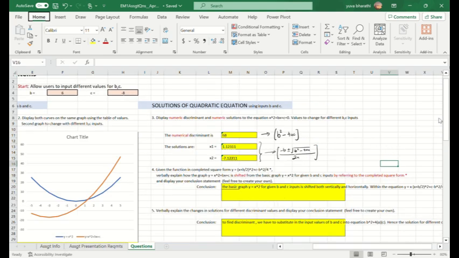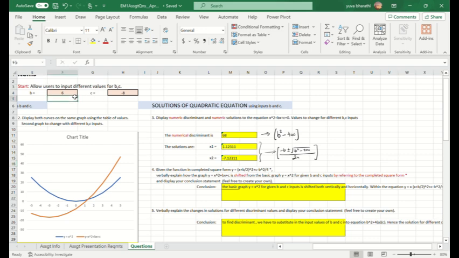Alright, so for question 3, we are asked to find the numerical discriminant. To find numerical discriminant, you basically just substitute your b and c values into this equation, b squared minus 4ac. A would be the coefficient of x to the power of 2, and then you would get your numerical discriminant. To find x1 and x2 values, you do the same thing. You just substitute your a, b, and c values into this equation that I've written out here, and you would get your x1 and x2 values.